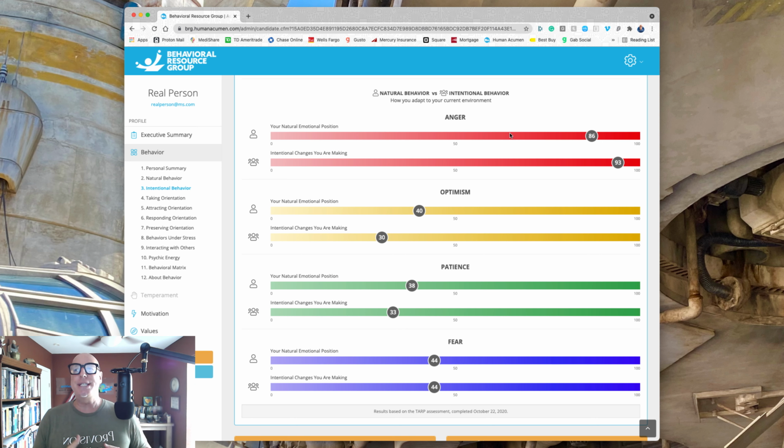And then it shows the intentional change this person is making when they get around other people in their day-to-day life and work. So we have an 86, all right? Their natural is an 86. That's strong, that's consistent. So the anger emotion is in play because it's above 50, all right? So it's in play, but it's in play in a pretty strong, consistent way. When they get among other people, their anger goes up to a 93. This is the TARP.